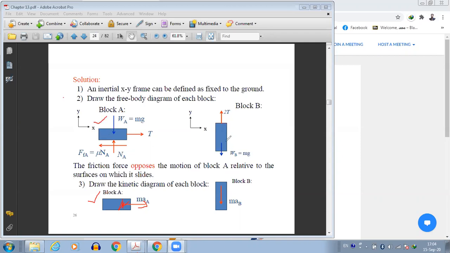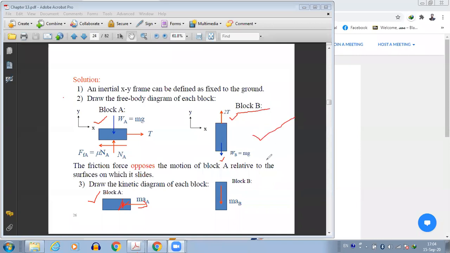Okay, block B. It was connected with a pulley. So there are two ropes, and each rope has a tension. So 2T is going up, and the weight of block B is going down, and there is nothing else. So that's the free body diagram for block B.